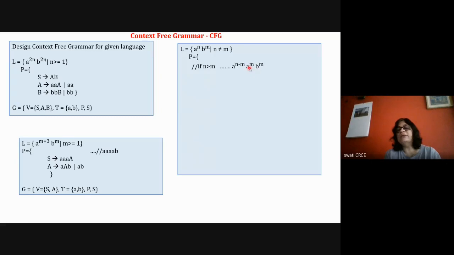So I have converted this. I have taken out a raised to m outside, and then the remaining part is a raised to n minus m. So now there are two terms. This term is going to generate all a's for any number of times, and this string is going to generate the same number of a's and the same number of b's. So can you write down the rules now?